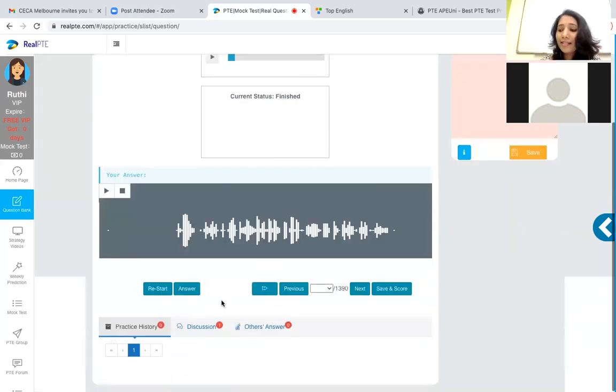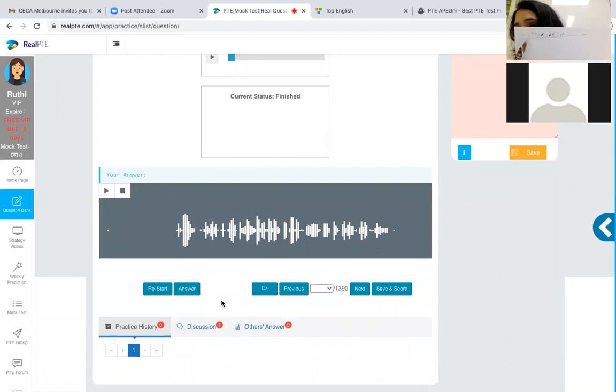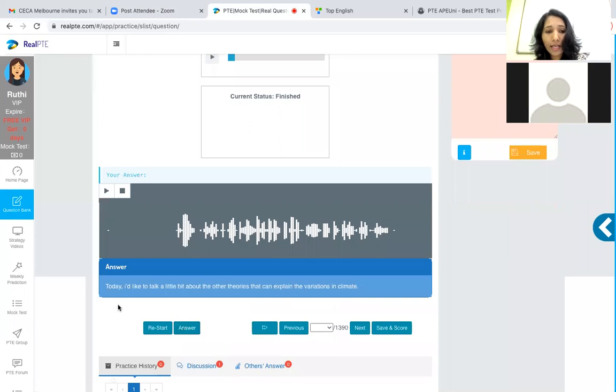Okay, so I listen, I take down initial letters like this. I take the first letters of every word that I hear, and then I repeat it in the first 3 seconds. So you can check your answer right here. Today, I'd like to talk a little bit about other theories that can explain variations in the climate. So I made a mistake over here, but I've still captured about 75% of my content. So I'll be getting about 3 points towards my listening.